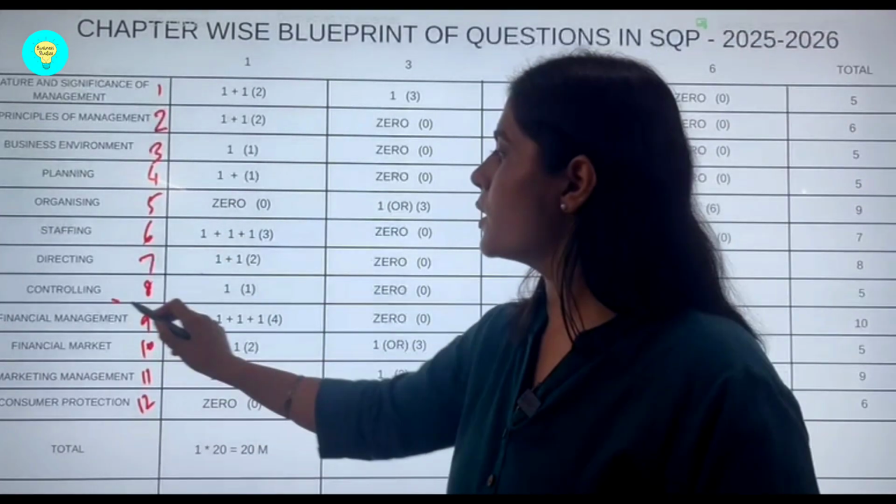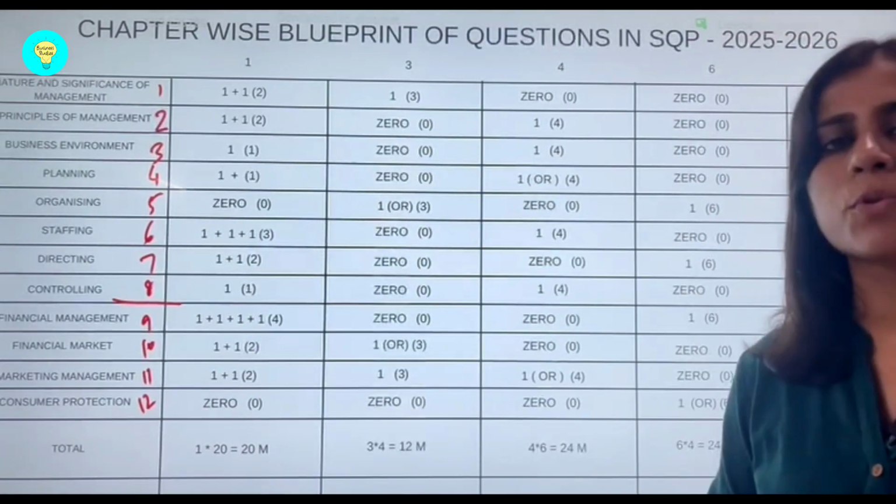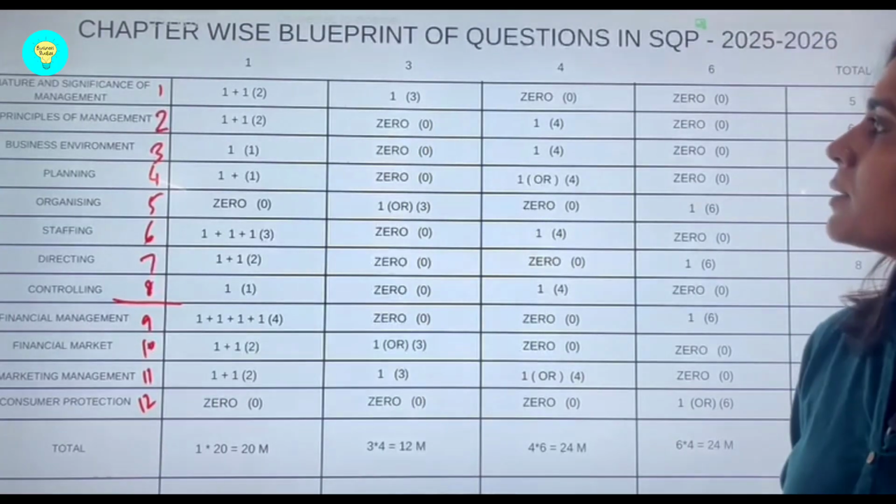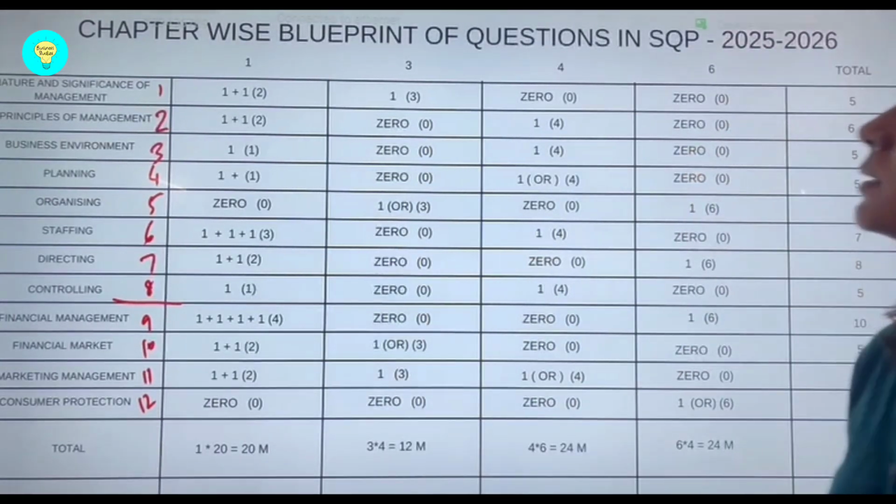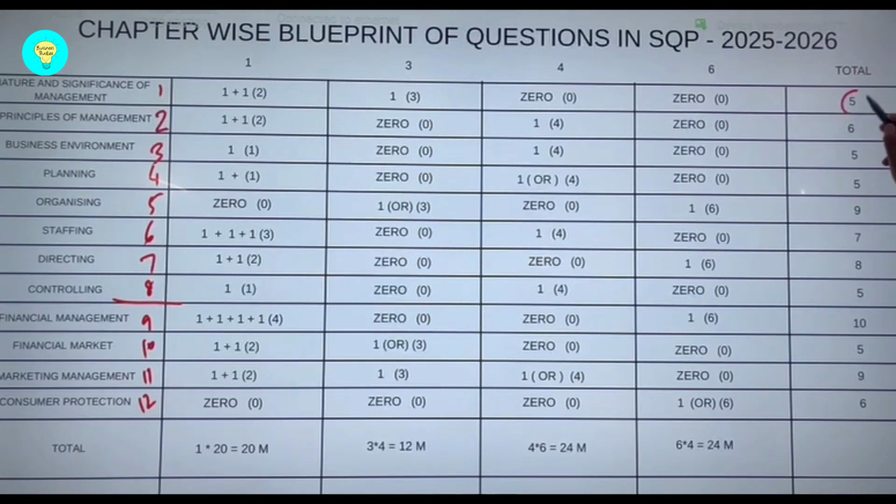Out of this, up to 8 you have got part A, and the last 4 chapters are covered in part B. As per this analysis, students, you can clearly see that the first chapter has 5 marks, the second one has got 6 marks, and the third chapter has got 5 marks. So this is strictly as per the CBSE guidelines. The first 3 chapters comprise 16 marks in total.